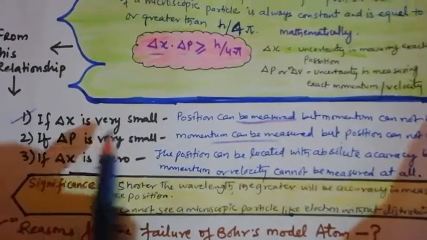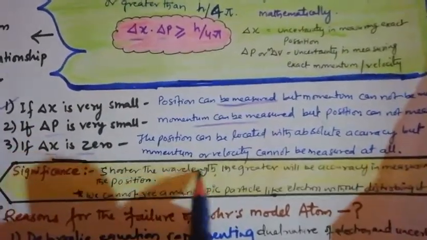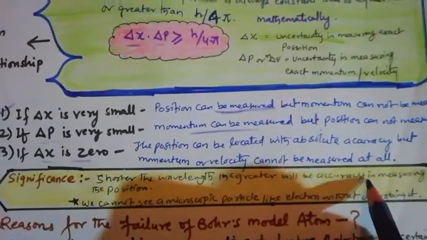So what significance comes from these three relationships? Shorter the wavelength, the greater will be the accuracy in measuring the position.